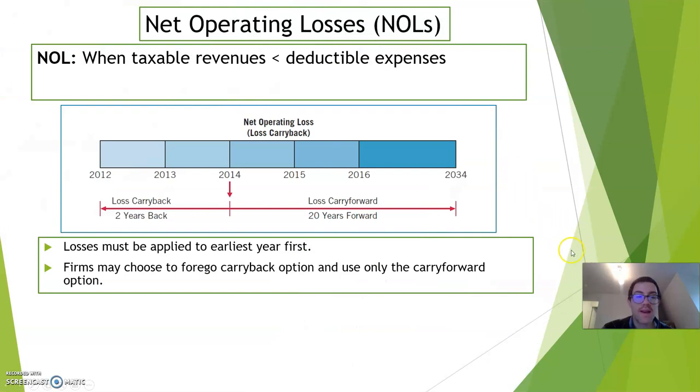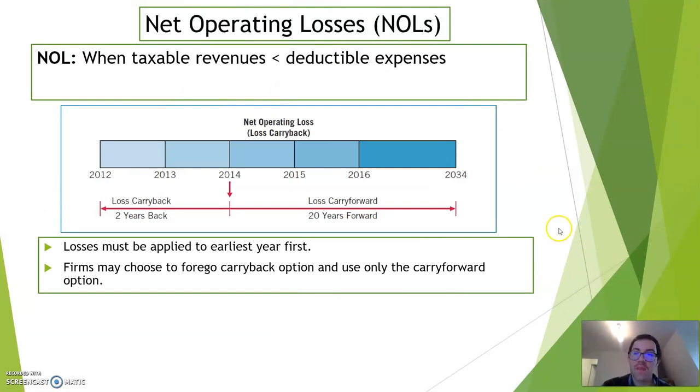All right, let's talk about net operating losses as well. This is when taxable revenues are less than your deductible expenses. If that happens, you have a net operating loss. So, okay, plain English, this is when you have a loss for tax purposes.